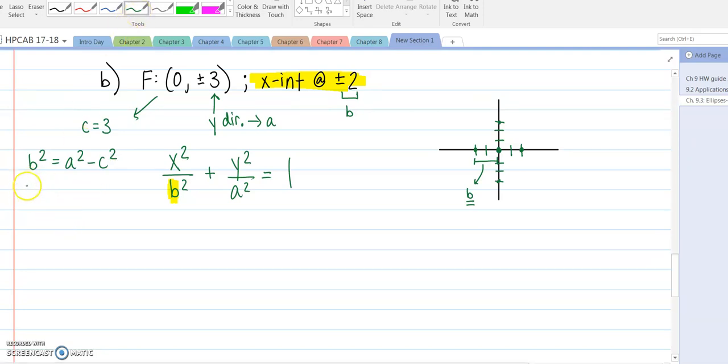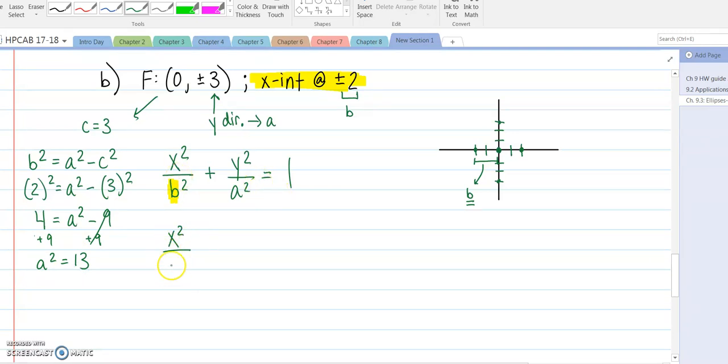So if I plug these numbers in, I have 2 squared equals a squared minus 3 squared. So 4 equals a squared minus 9. Add that over, and I get a squared to equal 13. And again, I'm not going to finish that because I need a squared. So now I should be able to write my equation out. B was 2, so 2 squared is 4. And then a squared is 13. And there's my equation.